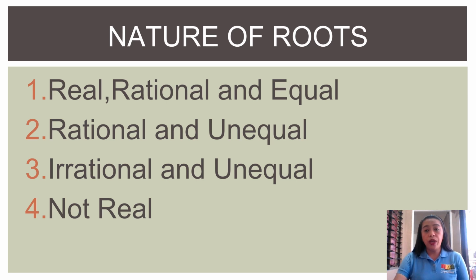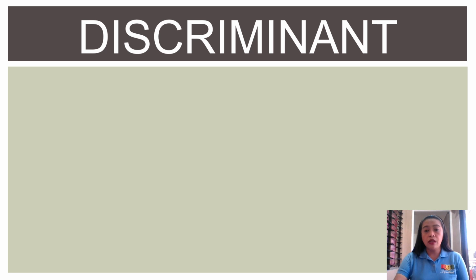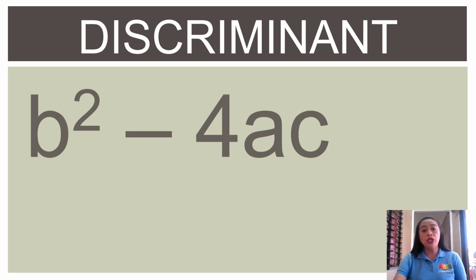Let's start with the discriminant first. The formula that we are going to use is b squared minus 4ac. So that means we have to identify first the values of a, b, and c of our given expression.